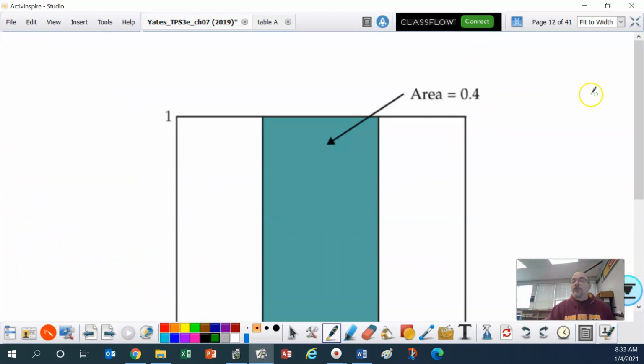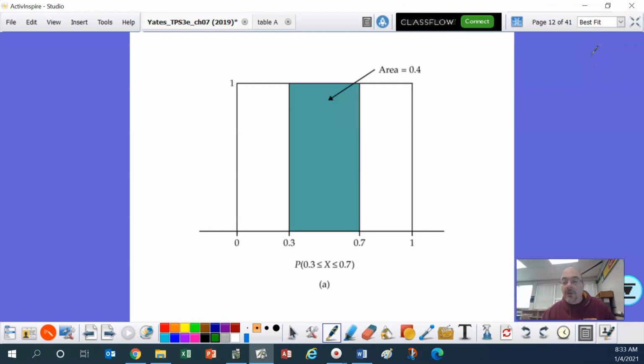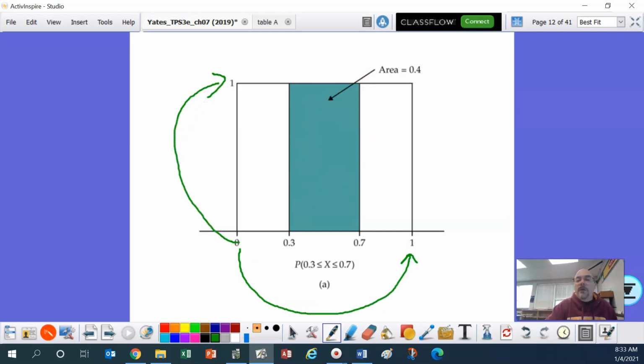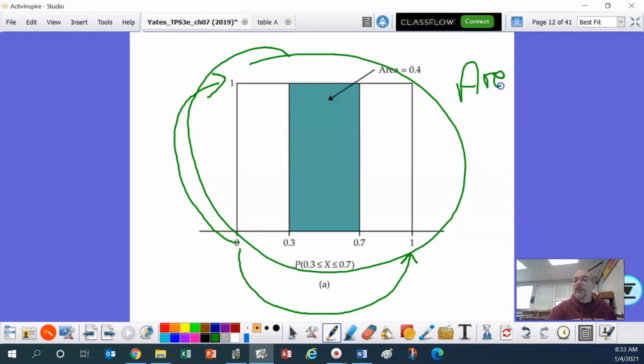Let's keep going. So here, ladies and gentlemen, we have, I guess we could call this a density curve, even though it's not a curve. I guess it's a density square. We have a square right here, right? You notice that it goes from 0 to 1, and here it goes from 0 to 1. So the area of the whole thing equals 1. Well, the area from 0.3 to 0.7, the area from here to here, is 0.4.